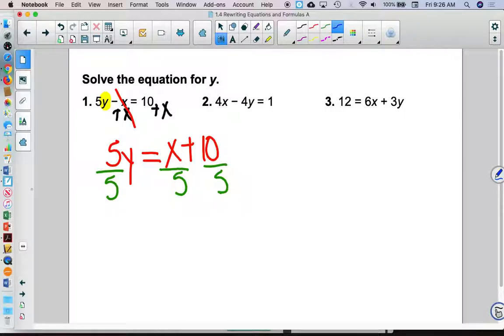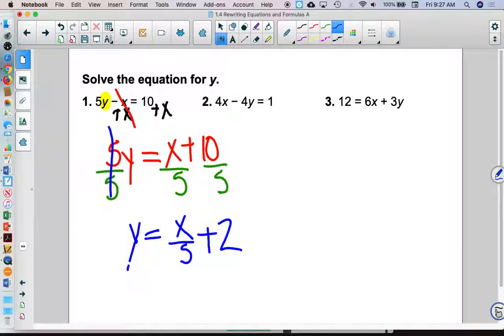5 divided by 5 gives me a 1, so I can rewrite that as y. Do you agree? Do I know what x is? No. So I'm going to leave it as x divided by 5, or I could leave it as 1/5 x. Do you agree? Because there's a 1 in front of that x. Plus, what is 10 divided by 5? 2. And that's as far as I go. I'm done. Do I really know what y is? Not really.